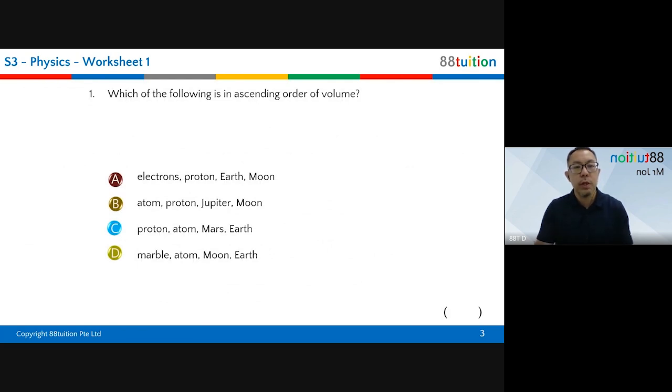Okay, which of the following is in ascending order of volume? So what does ascending mean? Ascending means small to big. A less common one that you might see is descending. This one is from big to small.